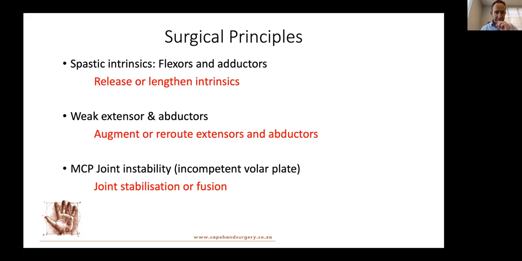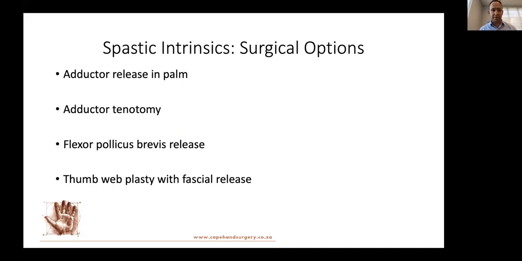To open up the web space. And then obviously, theoretically, you can augment or reroute the extensors and the abductors. And then your MCP joint stability is either a fusion or stabilization, but I'll quickly tell you what I think that I would advise for the thumb is a one-stage procedure.